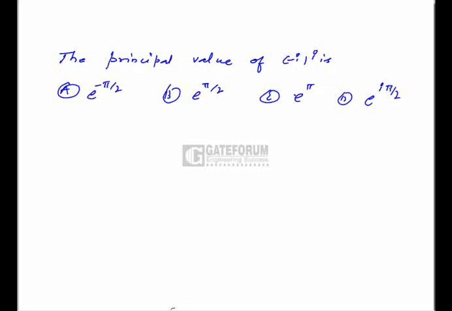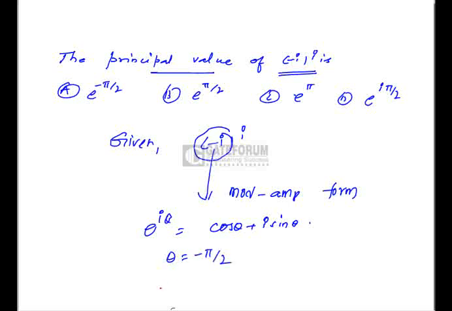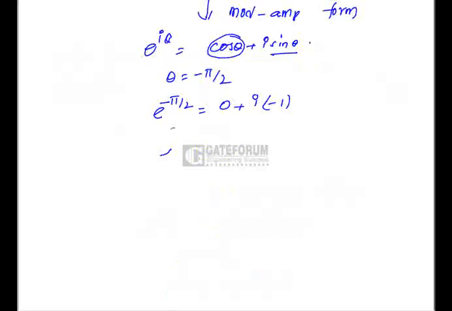In this problem, we have to find the principal value of minus i power i. Now the given complex number is minus i power i. In order to simplify this, first we'll convert this minus i into modulus-argument form, which says that e power i theta is nothing but cos theta plus i sin theta. Now if I take theta as minus pi by 2, then this will become e power minus i pi by 2, and cos of minus pi by 2 is 0 plus i into sin of minus pi by 2 is minus 1. So e power minus i pi by 2 can be written as minus i.